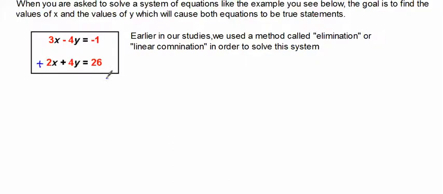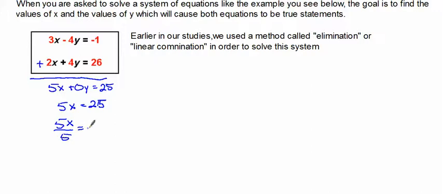these two equations together, I would get 3x plus 2x equals 5x. Negative 4y plus 4y is 0y. And negative 1 plus 26 is 25. Well, 0 times y is just 0. So this turns basically into 5x equals 25. And then if I divide both sides of the equation by 5, I get x equals 5.